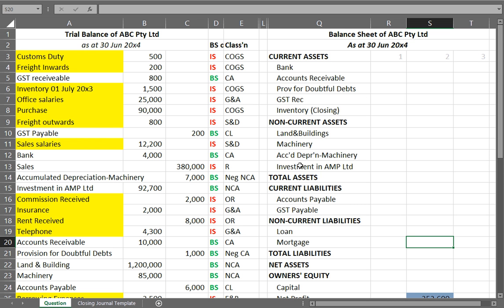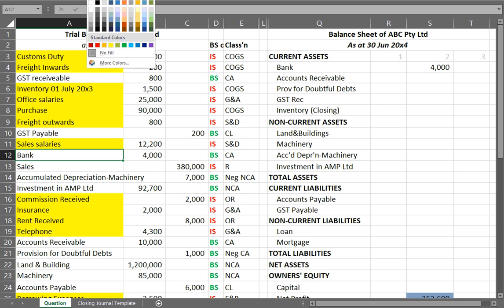You've got your current, non-current assets, current, non-current liabilities, and then equity. So let's go from the top. We start with the bank. The bank information is given, it's 4,000. So we'll put 4,000 over here, and we get to highlight trial balance or tick it off.